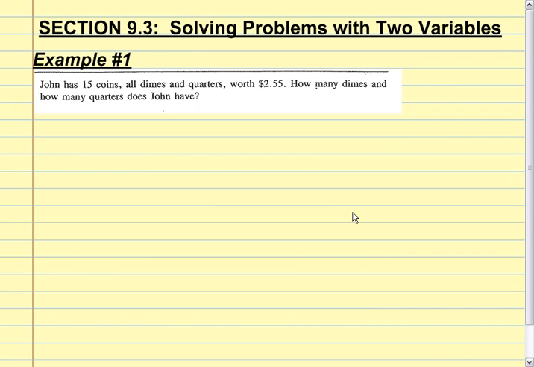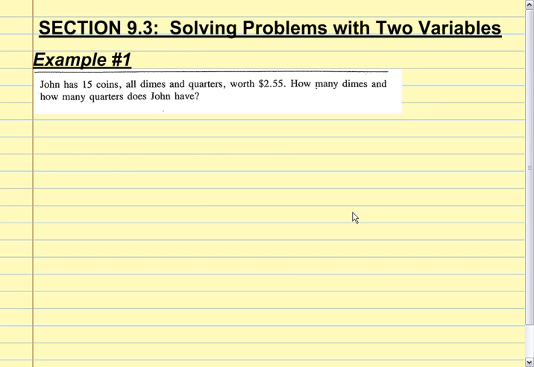Okay, folks, section 9.3, solving problems with two variables. Now, remember, that's what we've been doing, okay? In the first section, we solved a system of linear equations. Each of them had an x and a y, right? Remember, a system of linear equations is two or more equations. We've just been dealing with two. Each of those equations has two variables, an x and a y, okay?